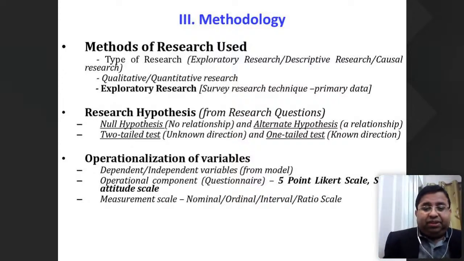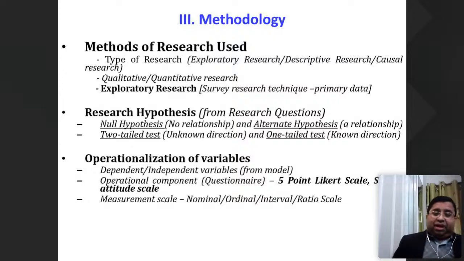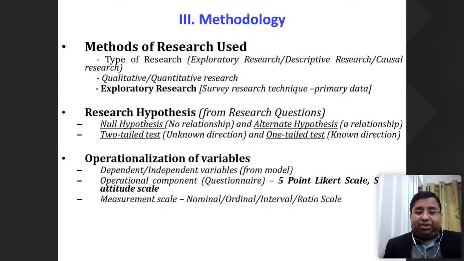Anyhow, you can mention exploratory research, you can mention basic research, or you can mention quantitative research. No problem. But somehow you have to mention what type of research you are doing.